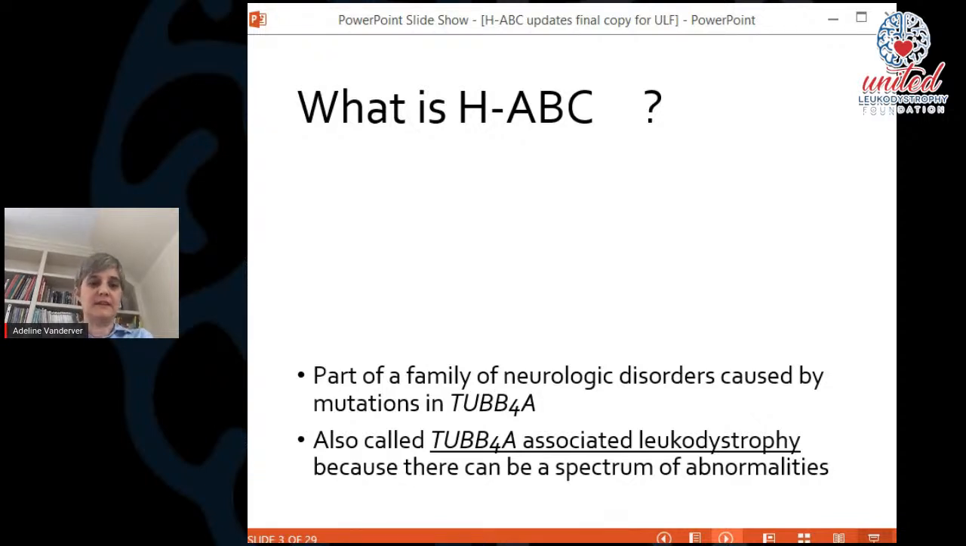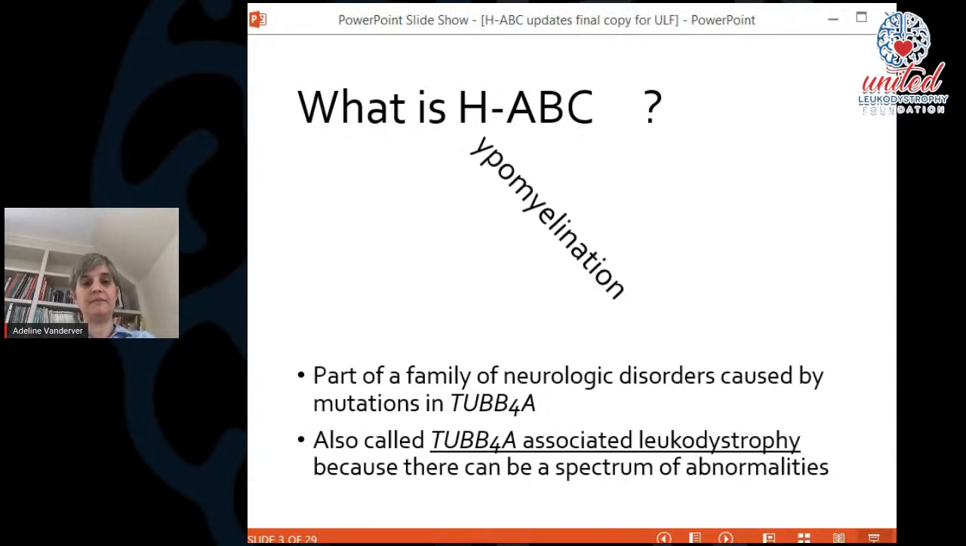So I think the first thing to think about, and I know that many of you are in different places in this journey around HABC and TUBB4A associated leukodystrophy, is, what is HABC? HABC is one of a family of disorders that are all associated with TUBB4A mutations. More now, instead of calling this group of disorders HABC, which is restrictive because it refers only to those patients who have a key series of radiologic abnormalities, we're calling this group of disorders TUBB4A associated leukodystrophy, because there can be really a spectrum of abnormalities and not all patients meet the definition criteria for HABC.